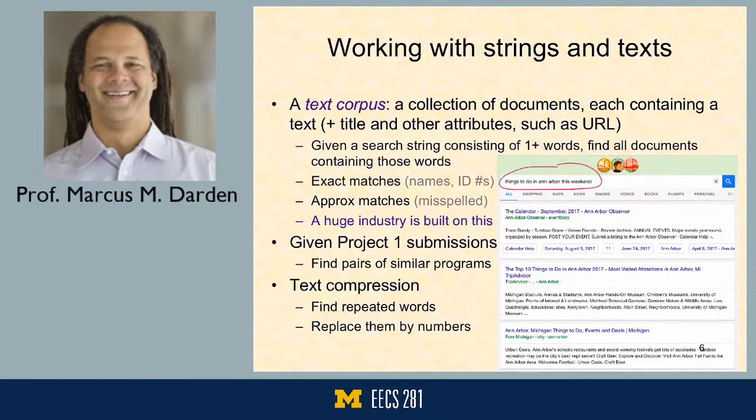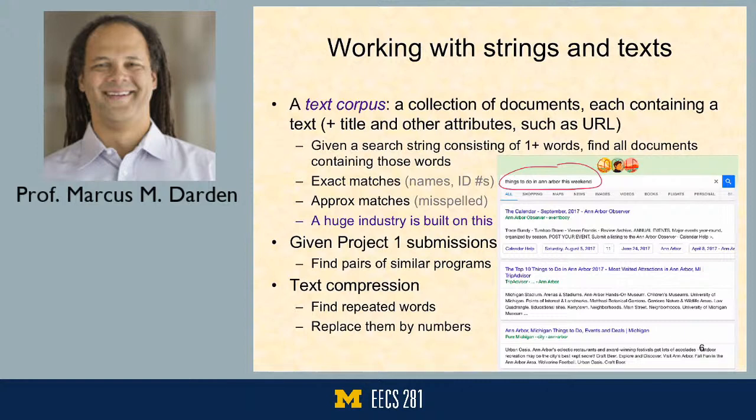Moving forward, I can say that a text corpus is now a collection of documents. Each of those has a text in it, of course, and some additional meta information, possibly title, some other attributes, author, copyright, URL, other media, who knows. So a text corpus is a collection of documents.